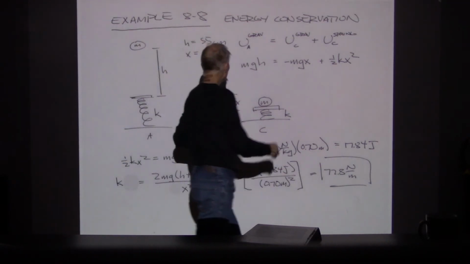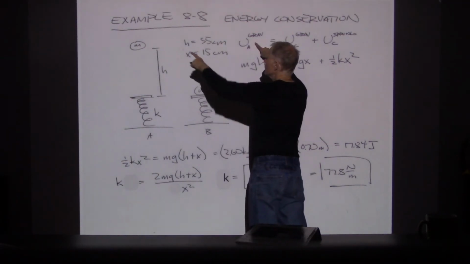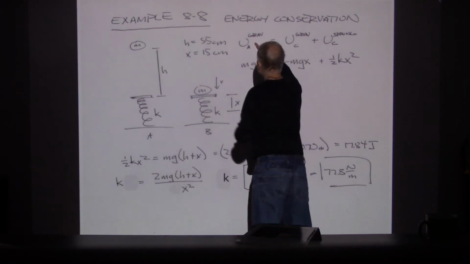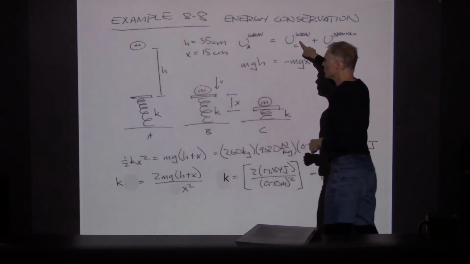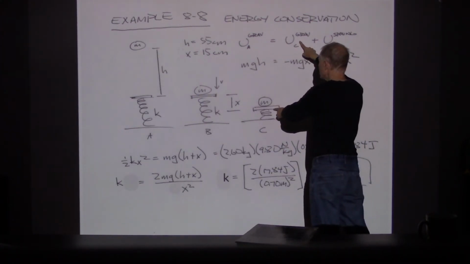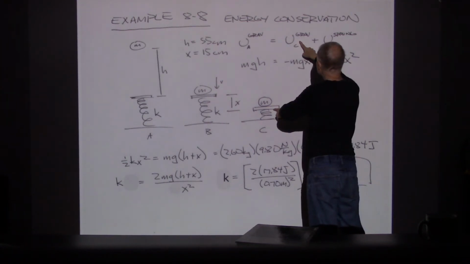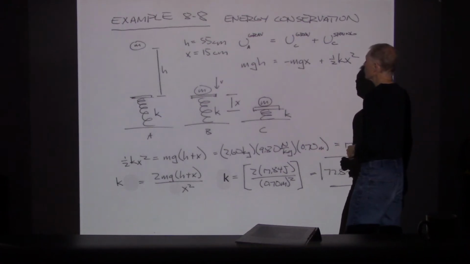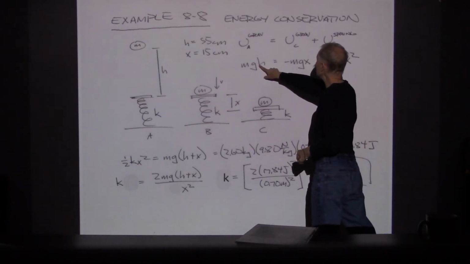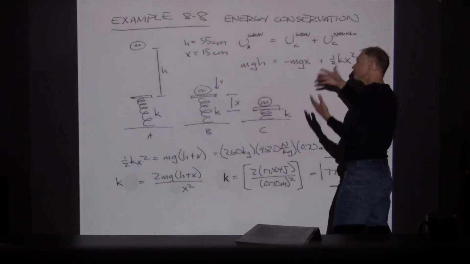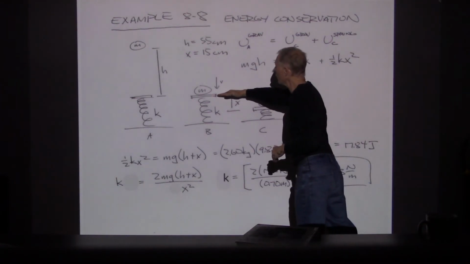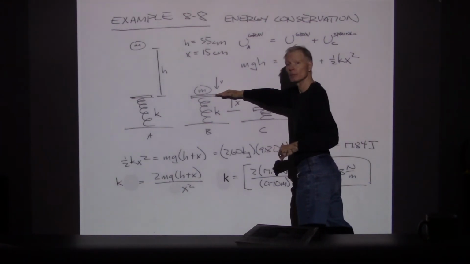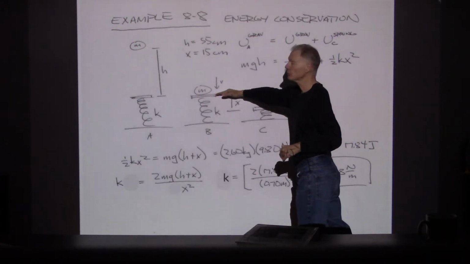So what we could do is we could say this. There's a gravitational potential energy in the first picture, mgh. There is a gravitational potential energy here, mgh, plus there is energy stored in the spring. So I can say mgh that we start with. Now, I decided to call this the 0 point for gravitational potential energy.